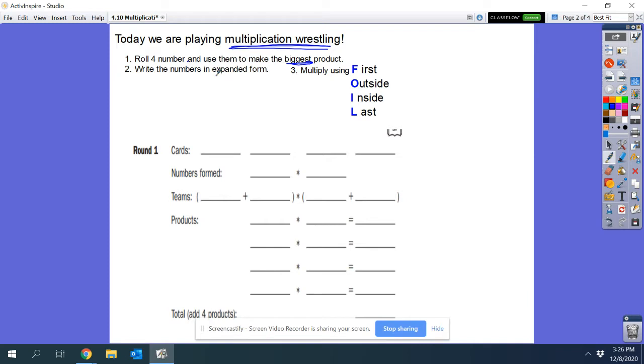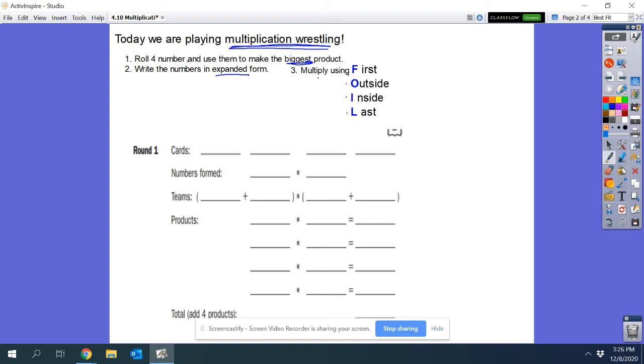Then we'll write the numbers out in expanded form. And then we're going to multiply the partial products and use this technique to make sure we get all the partial products, which is called FOIL, or first, outside, inside, last. Let's look at an example together.